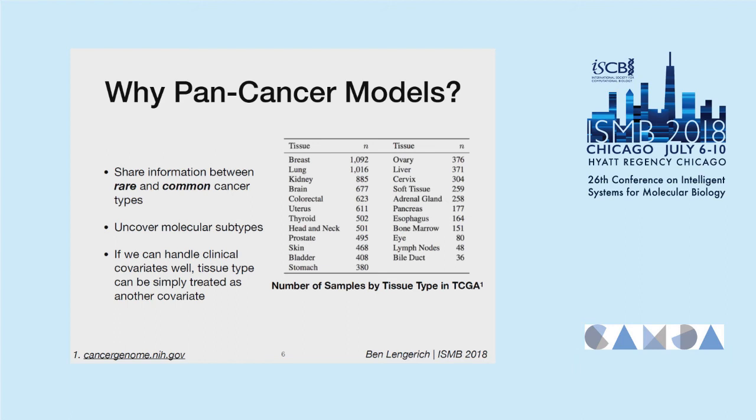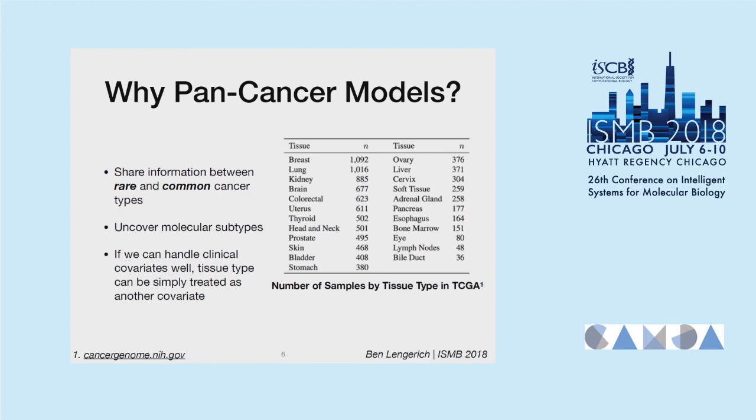And why do we want to do this in a pan-cancer way? Well, here I'm showing a table of the number of samples in TCGA. And we probably all know the Cancer Genome Atlas, but for those who don't, it's one of the largest public data sets for cancer genomics. And we see that for the common ones, there's more than 1,000 samples. But for the rare types of cancer, there's fewer than 50 samples. So it can be really, really difficult to learn meaningful models from these small sample sizes.